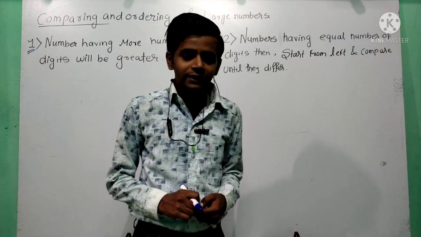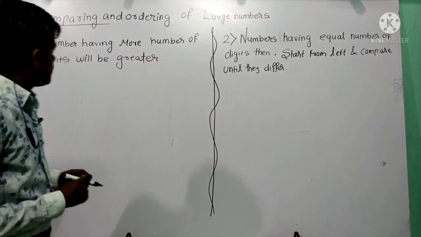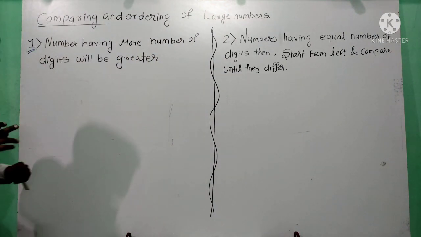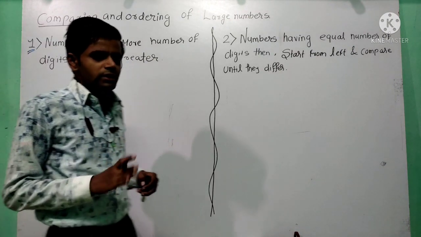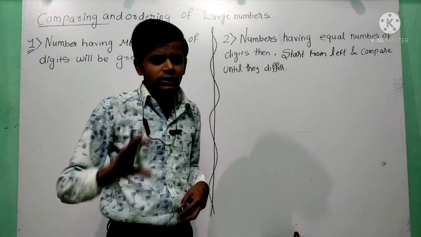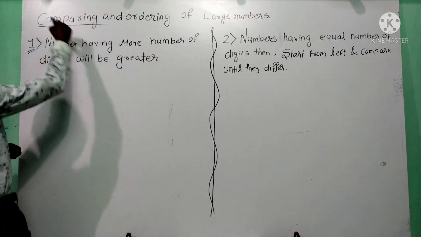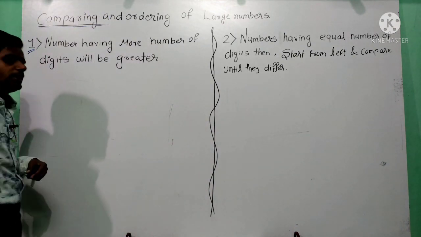Today we are going to start our new topic, which is comparing and ordering of large numbers. Okay, we have to read again. We have already learned the numbers up to 9 digits in standard fourth. The same thing we have to follow here. First of all we will learn about the comparison of numbers.